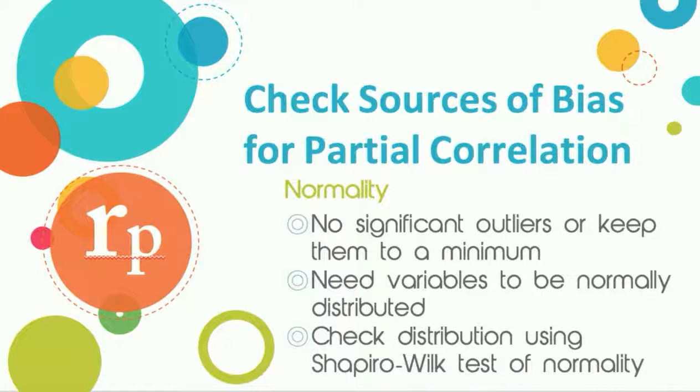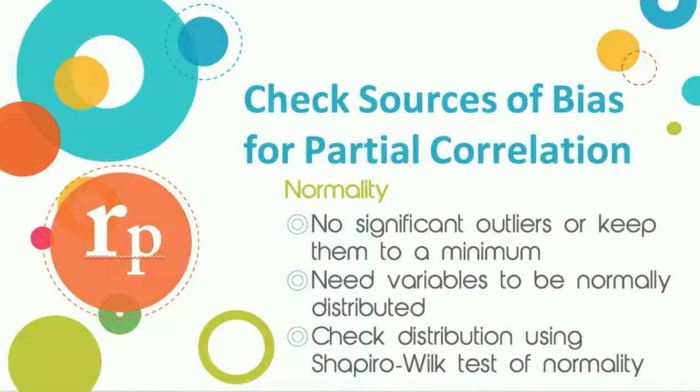Outliers are simply single data points within your data that do not follow the usual pattern. And partial correlations are very sensitive to outliers because they can have a very large effect on the line of best fit and the correlation coefficient, which can lead to an incorrect conclusion regarding your data. Therefore, it is best that there are no outliers or that you've kept them to a minimum.